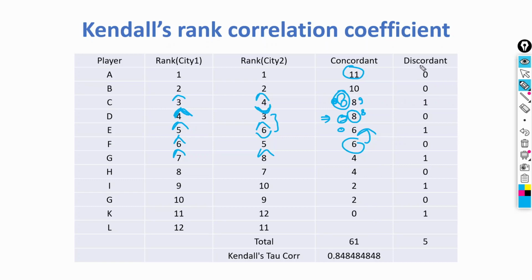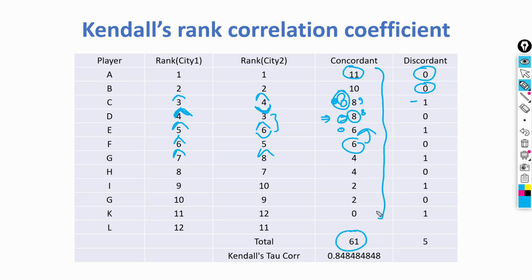Now how do we perform the discordant? The discordant means both should be in the opposite direction. If you see here, 1 and 2, 1 and 1, both are in the same direction, so we will put the 0 here. 2 and 3, 2 and 4, both are in the same direction, we will again put 0. But here you can see 3 is less than 4, but 4 is greater than 3. It means both are in the opposite direction, so we will fill the 1. In the same way we will fill the remaining, and then we will count the total values.